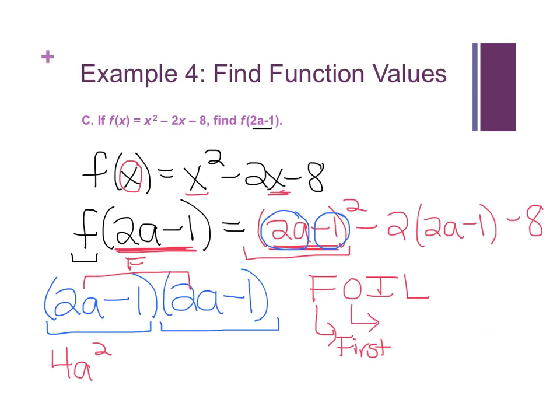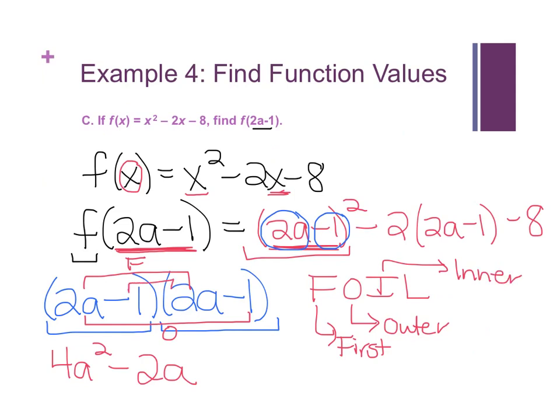Then you multiply your outer terms together. The outer terms are right here. This is O, your outside terms. So 2a times negative 1 gives you negative 2a. Your inner terms, negative 1 times 2a, give you negative 2a. And L, for last, gives you these two values. Negative 1 times negative 1 is your L, and negative 1 times negative 1 is positive 1.